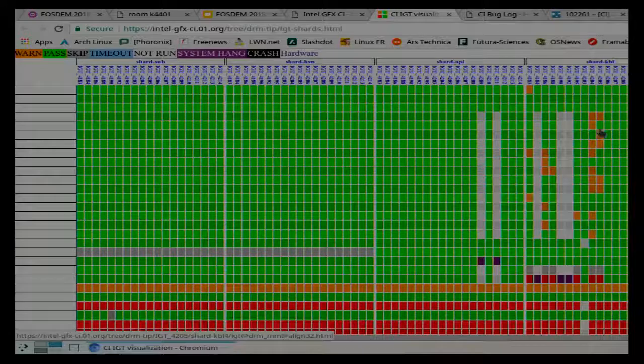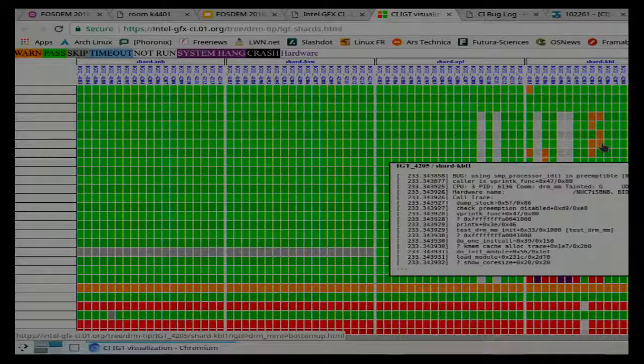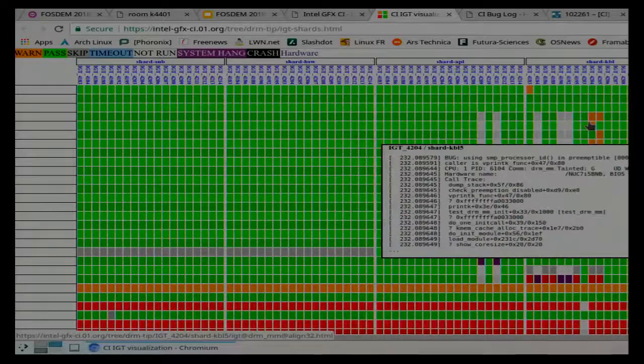And you can see that there is sporadic noise, and this is what is the enemy number 1 in CI. You really want to have stable results, because otherwise developers are not going to trust when you tell them, hey, actually your patch is problematic. So this is what we need to address.